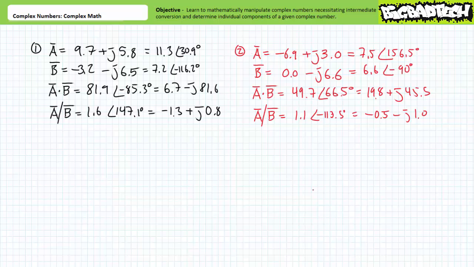When we multiply A times B, it yields 49.7 at an angle of 66.5 degrees. Converting this result to rectangular yields 19.8 plus j45.5. When we divide A by B, it yields 1.1 at an angle of negative 113.5 degrees. When we convert this result to rectangular, it yields negative 0.5 minus j1.0.